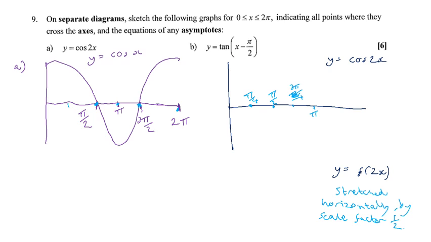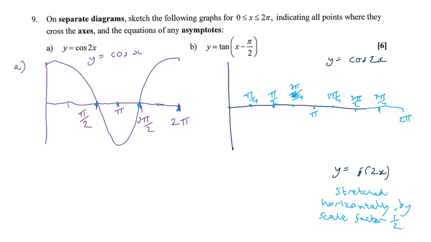Now let's just continue that sequence. We're going up in quarters. So then we get 5 pi over 4. Then we would get 3 over 2 pi. And then if we're just adding on a quarter pi each time, we would get 7 pi over 4. And then we would get 2 pi.